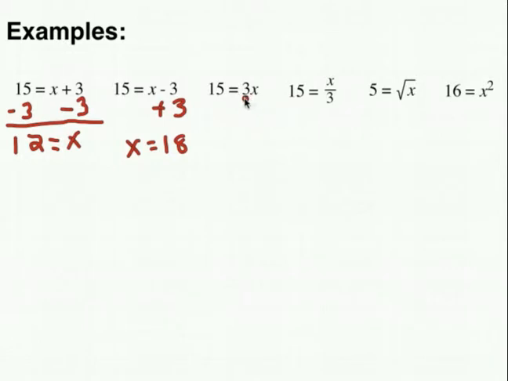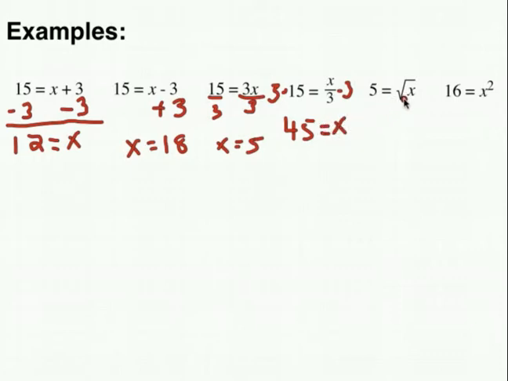In the next case, to get rid of the 3, since it's multiplied, we have to divide each side by 3. And when we do that we get x equals 5. In the next example, we have the 3 on the bottom, so to get rid of it we want to multiply each side by 3, and when we do that we get a value of 45 is equal to x.